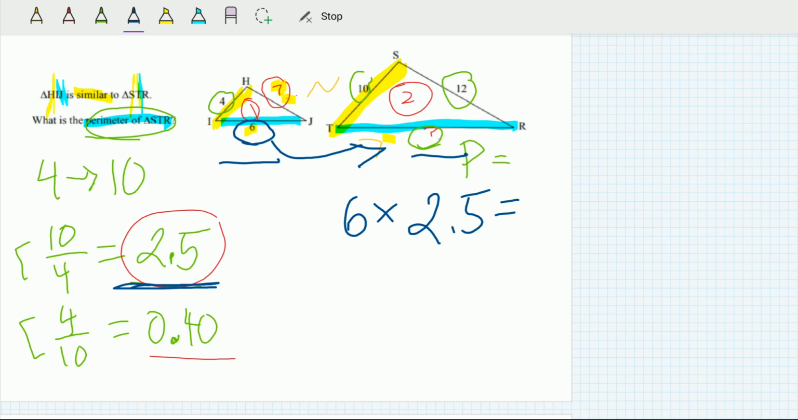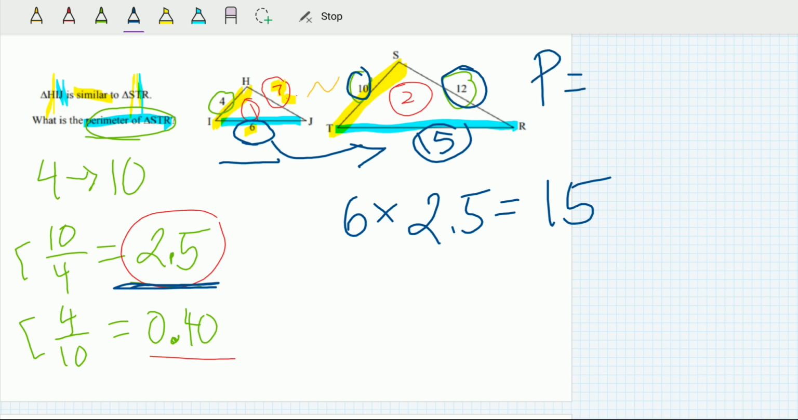Okay, and that's going to give me, let's see, 2.5 times 6 is going to end up giving me 15. So what that means is that this last side is equal to 15. And that's really nice, because now you have all 3 sides to figure out the perimeter. So perimeter is going to equal 10 plus 12 plus 15. And then that's basically it. You just add these 3 numbers and then you're good.